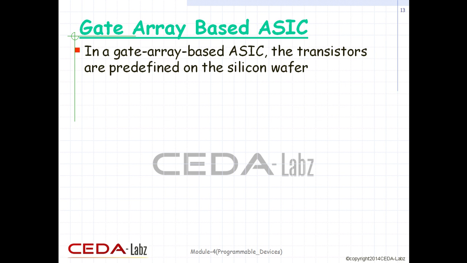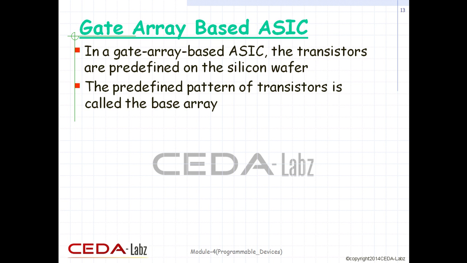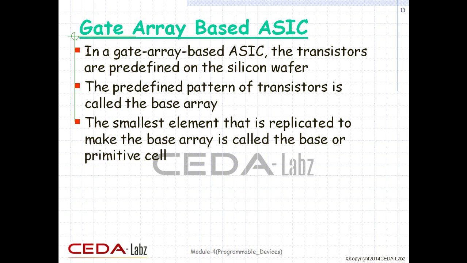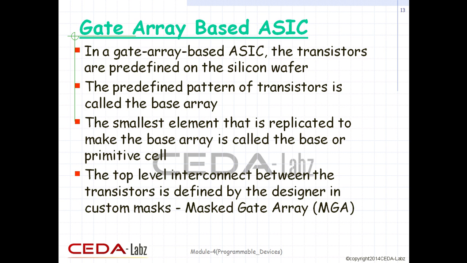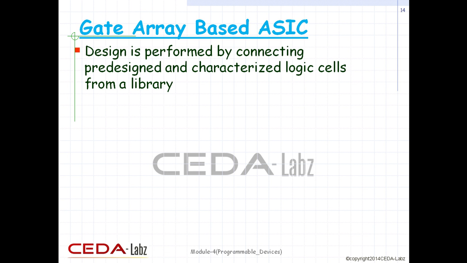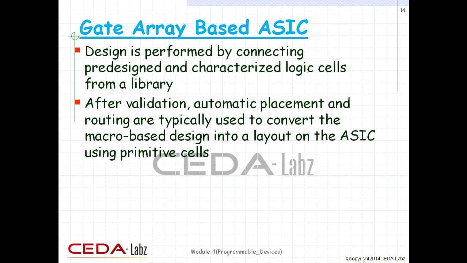The next category of ASIC is gate array-based ASIC. In a gate array-based ASIC, the transistors are predefined on the silicon wafer. These predefined patterns are also known as base array. The smallest element which is replicated to make the base array is called base or primitive cell. This type of array-based ASIC is also known as masked gate array. The designer chooses from a gate array library of pre-designed and pre-characterized cells. These logic cells are also known as macros. In this only, interconnection is customized. Automatic placement and routing are used to convert the macro-based design into a layout.